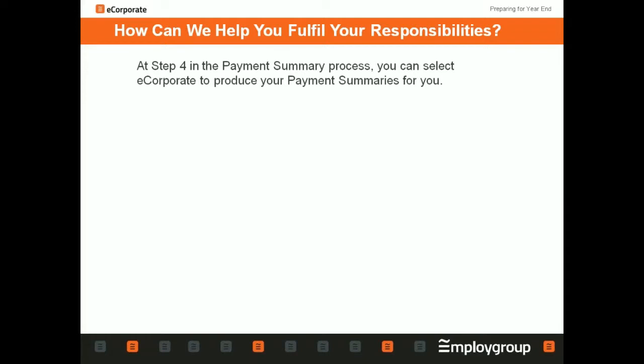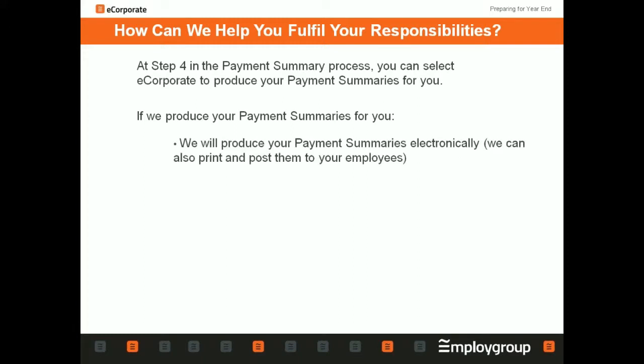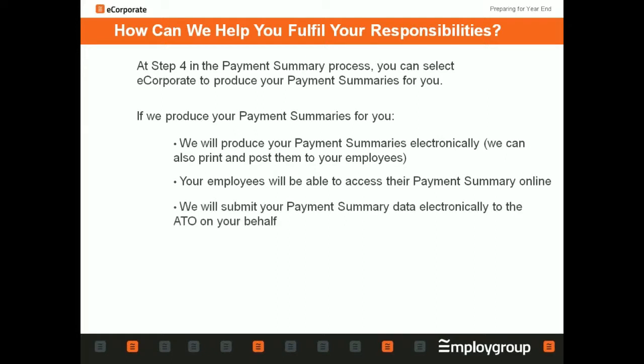As I mentioned, at Step 4 you let us know whether or how you'll be producing your payment summaries. If we produce your payment summaries for you, we'll produce them electronically. We can also print and post them to your employees. Your employees will be able to access their payment summary online, and we'll also submit the payment summary data electronically to the ATO on your behalf.